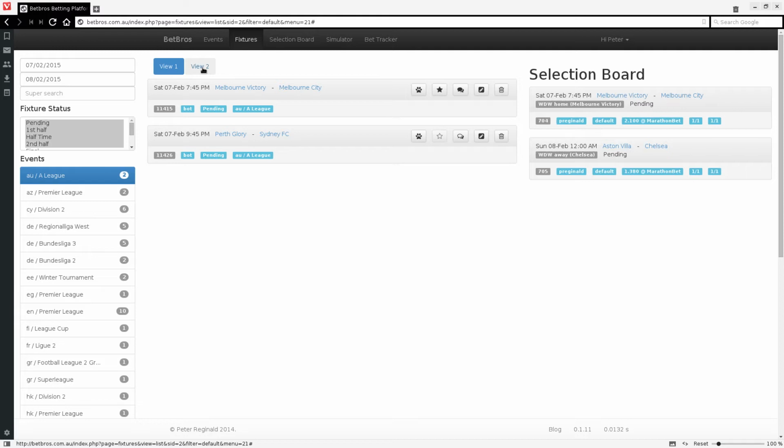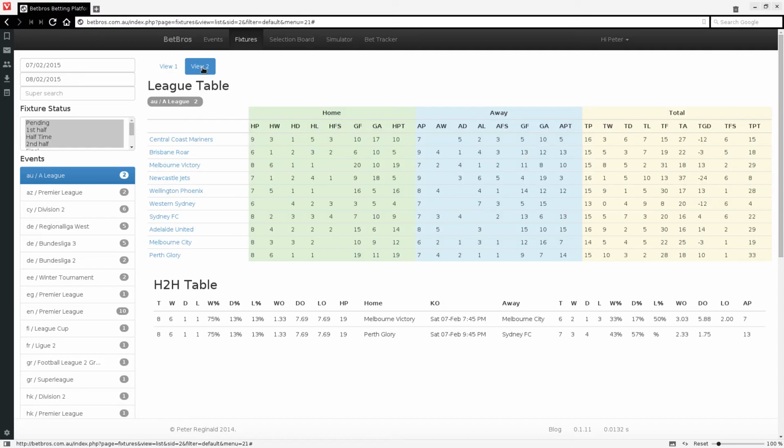So what I do is, if I click on View 2, which will soon be renamed to something like statistics view or head to head, it gives you a league table and it gives you a head to head table. I'm just focusing on Perth Glory at the moment, and at a glance I can see Perth Glory has 19 points collected at home games, and Sydney FC has 13 points collected at away games.